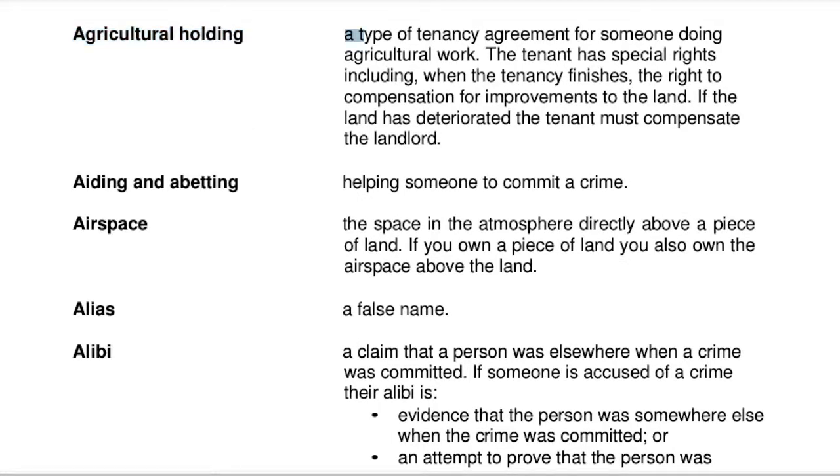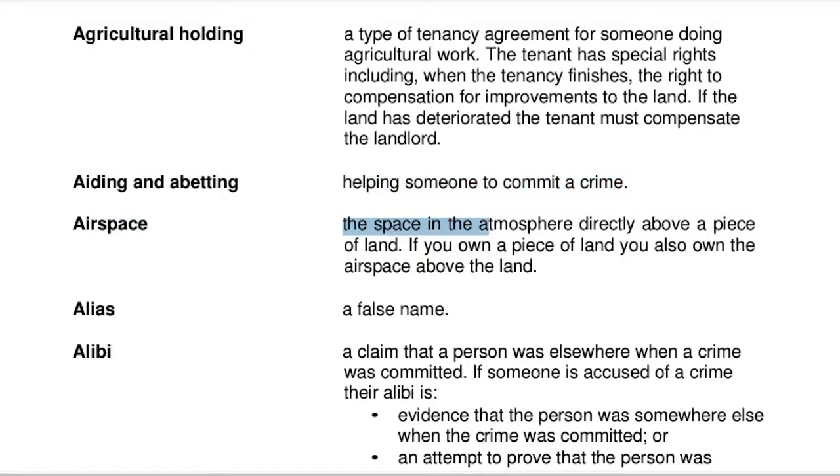Agricultural holding, a type of tenancy agreement for someone doing agricultural work. The tenant has special rights, including, when the tenancy finishes, the right to compensation for improvements to the land. If the land has deteriorated, the tenant must compensate the landlord. Interesting there. Of course, this is in England. Aiding and abetting, helping someone to commit a crime.